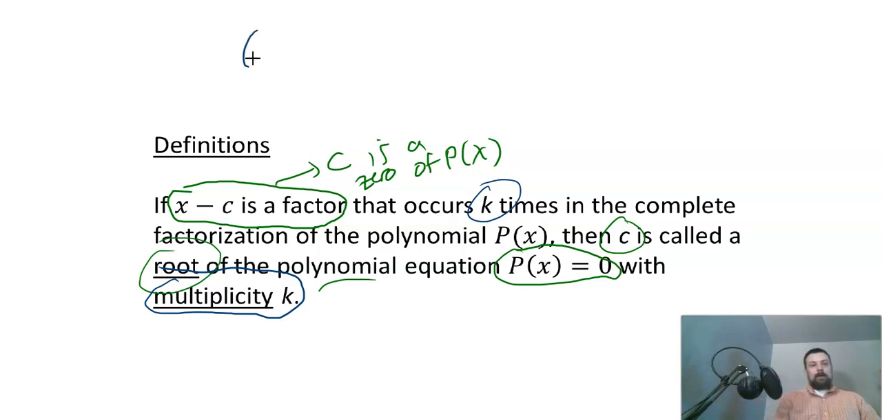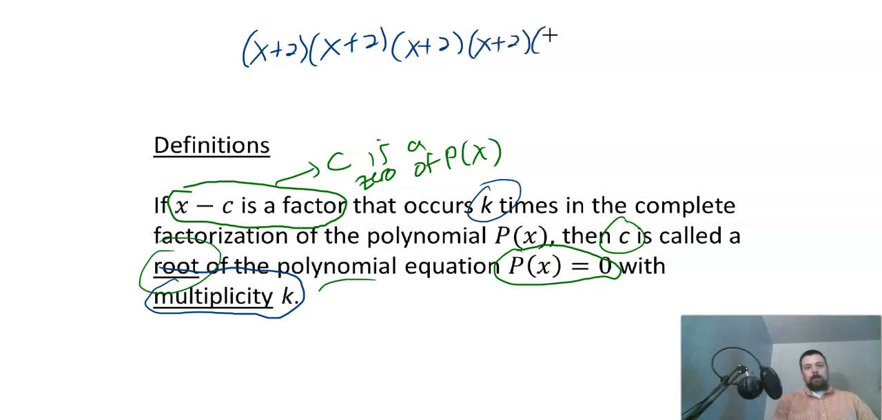So I kind of didn't want to write it out, but I think I should, right? So if we have x plus 2 as a factor 5 different times in our polynomial, I know it's a little bit crazy. I wish I wouldn't have picked 5. All right, and maybe there's some other factors here too. Whatever, it doesn't matter. And it's equal to 0. Then we would say that negative 2 is a root of this equation. It's a zero of this polynomial, but it's a root of the equation. And we get that root from this particular factor.